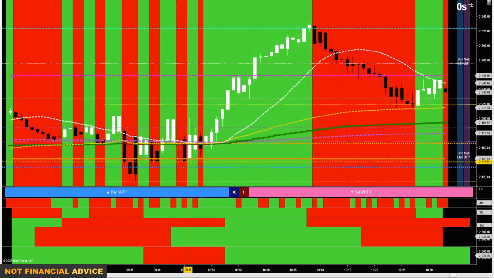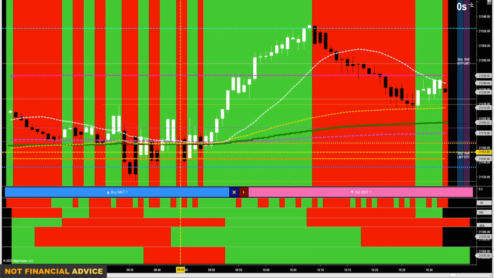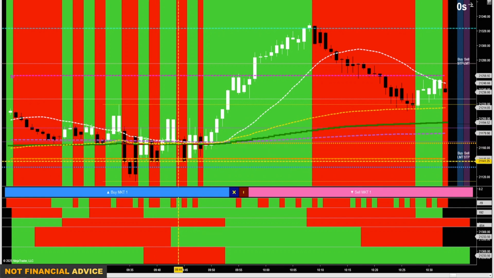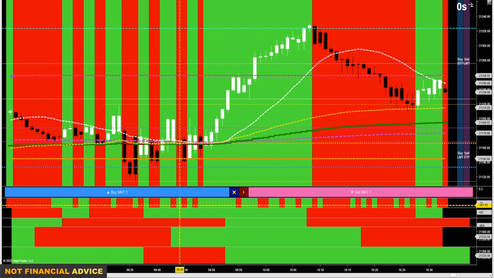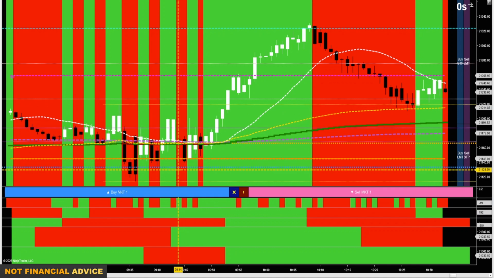HEIKIN ASHI turns red, but look at this candle. Huge bottom wick. Very bullish candle. Still got this key level on the way to break. Delta is green on the 1 minute and the 5 minute. We never break lower than this key level, so no trade for me there.